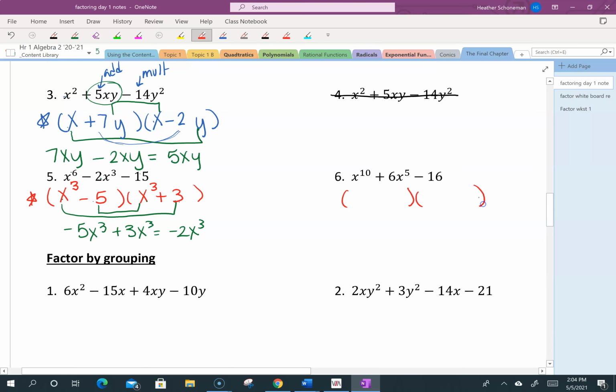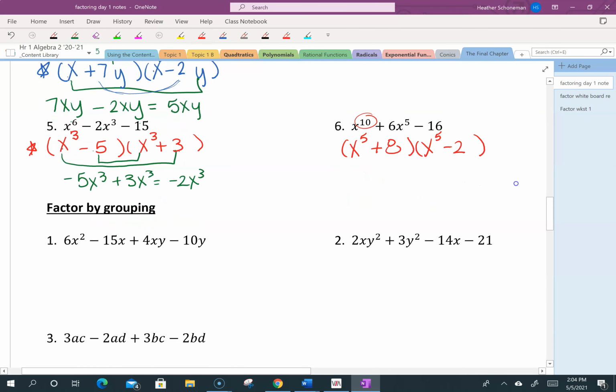So I'm going to go straight to my 2 parentheses. I'm going to have an x and an x, but instead of having x and x, I need to make it x to the 5th and x to the 5th to match this 10th. Okay, what multiplies to negative 16 and adds to 6? Well, that would be positive 8 and negative 2.